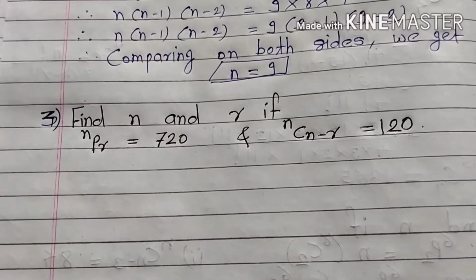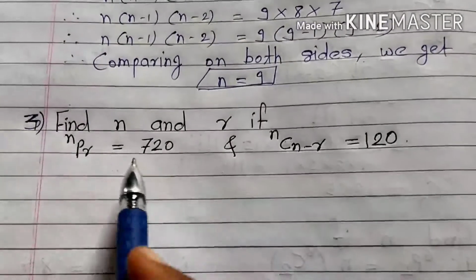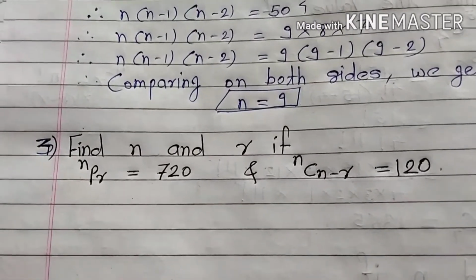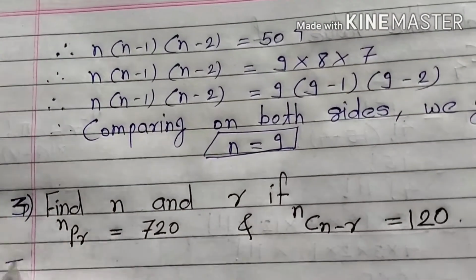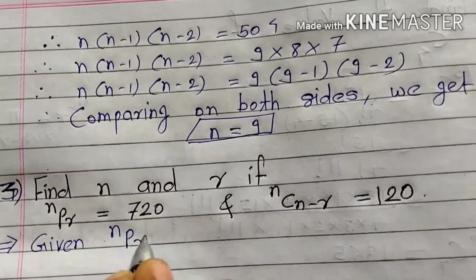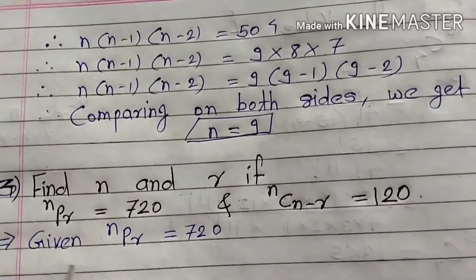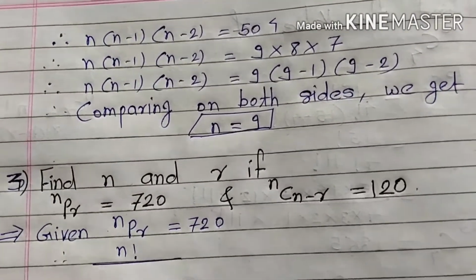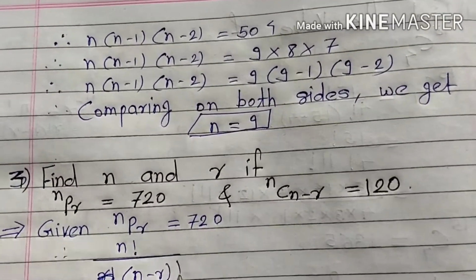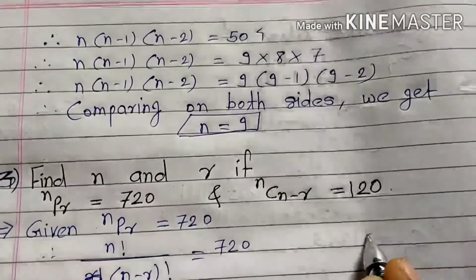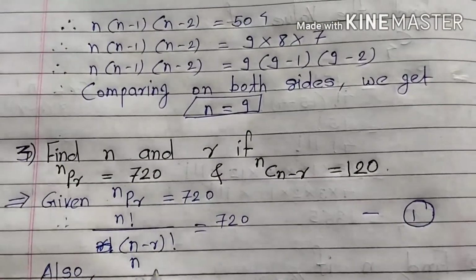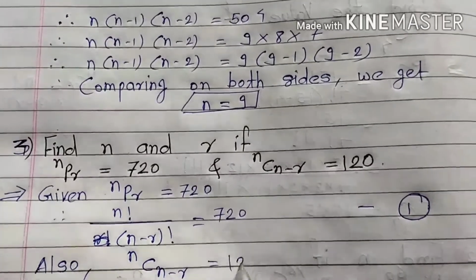Now next example, find n and r if nPr is equal to 720 and nC(n minus r) is equal to 120. So let us start to solve. Given nPr is equal to 720, so therefore n factorial upon (n minus r) factorial, here only use the permutation formula, which is equal to 720. Give it equation first. Also nC(n minus r) is equal to 120.